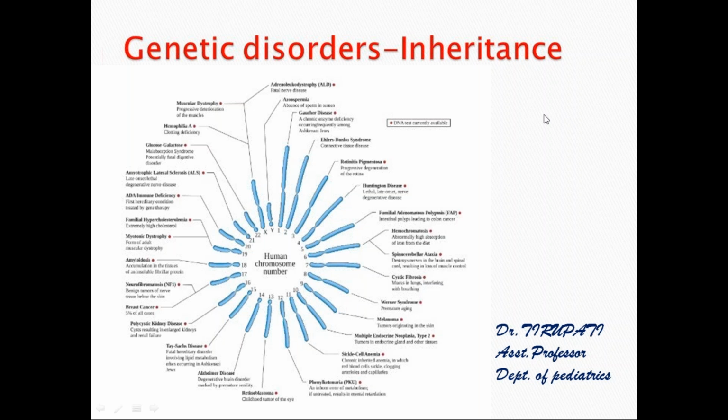Sir, yes sir. Okay. Can you hear what I am saying? Yes sir, we can hear you. 22 pairs of autosomes and one pair of sex chromosomes, sir. How many chromosomes do you have? How many autosomes? How many allosomes? Sir, 22 pairs of autosomes, one pair of sex chromosomes. Okay, very good. See this picture.